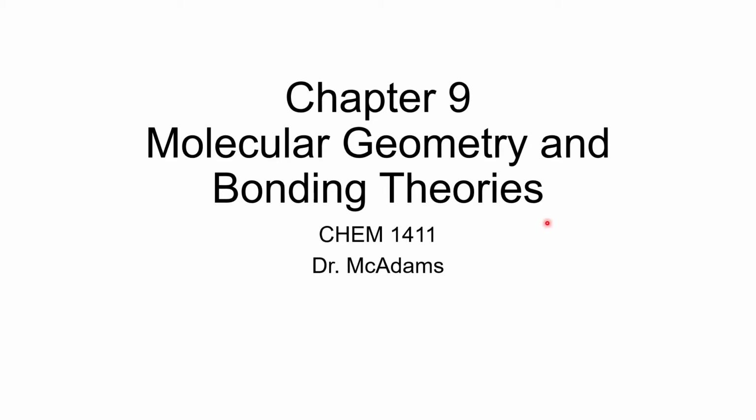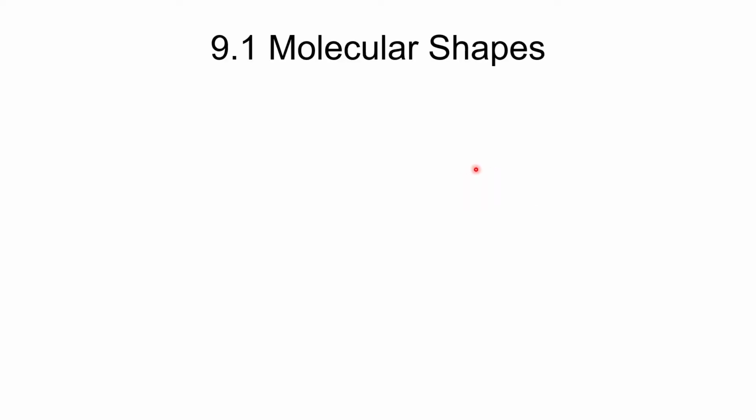So this is Chapter 9, the last chapter in General Chemistry 1411, which is pretty nice. This chapter is all about molecular geometry, so the shapes of molecules, and bonding theories. And so we'll look at MO theory and valence bond theory. So the first thing we want to talk about is molecular shapes.